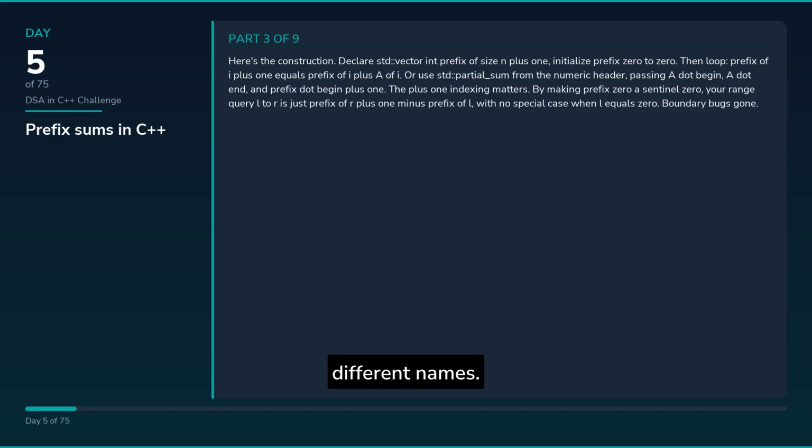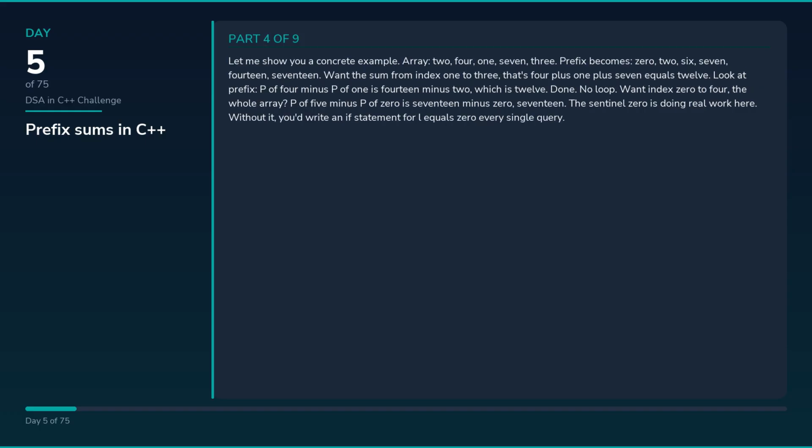By making prefix[0] a sentinel 0, your range query L to R is just prefix[R+1] minus prefix[L], with no special case when L equals 0. Boundary bugs gone. Let me show you a concrete example.